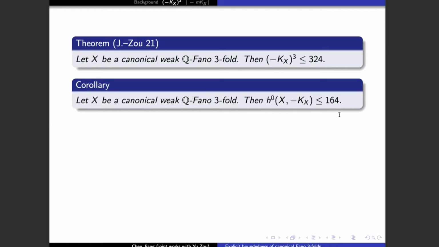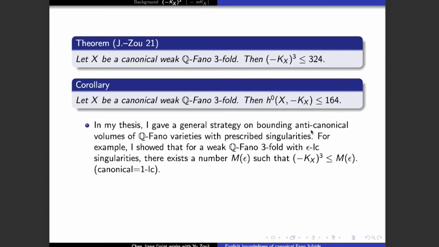In general, if you are familiar with Prokhorov's result, his method is first to control the genus, and then by the genus we can control the degree. But our approach is in the reverse way. We first try to control the degree directly, and then we try to control the genus.